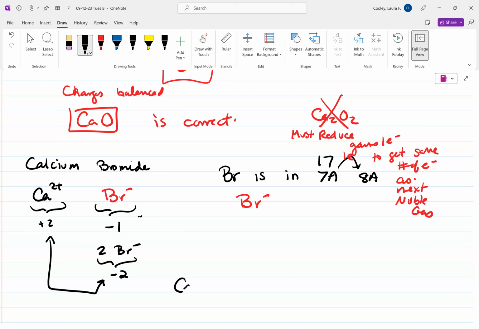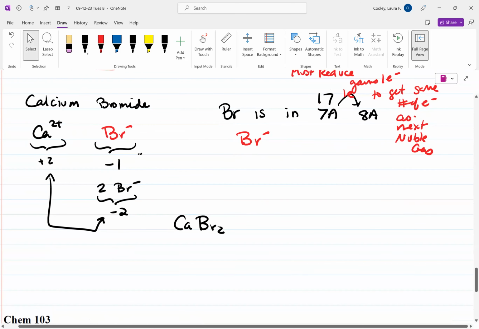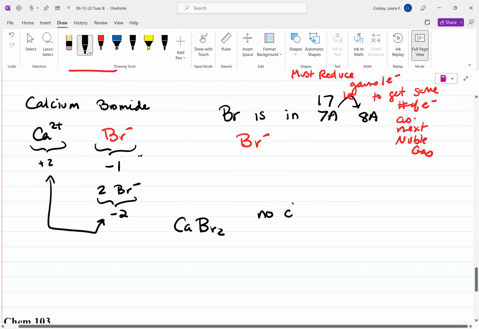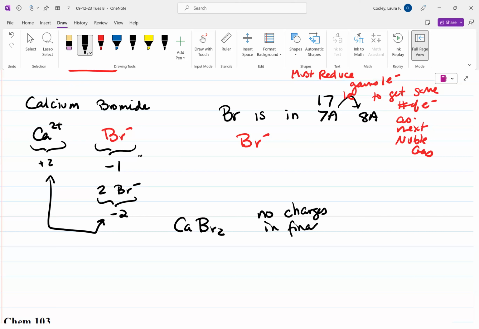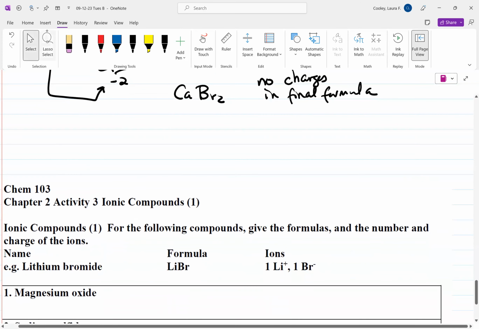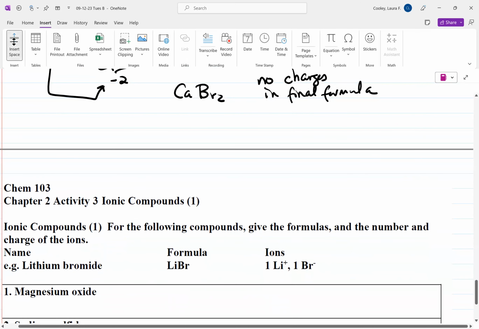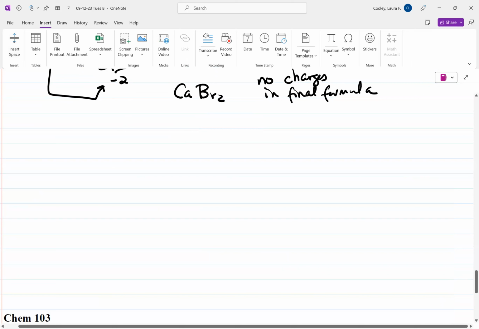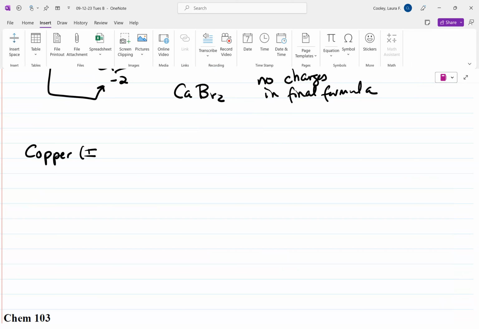So you would have CaBr2. Another thing is that you do not include charges. No charges in the final formula. Okay. And I want to do one more before I let you go on and do the first 5. And that is, I want to do a transition element example, copper 2 chloride.